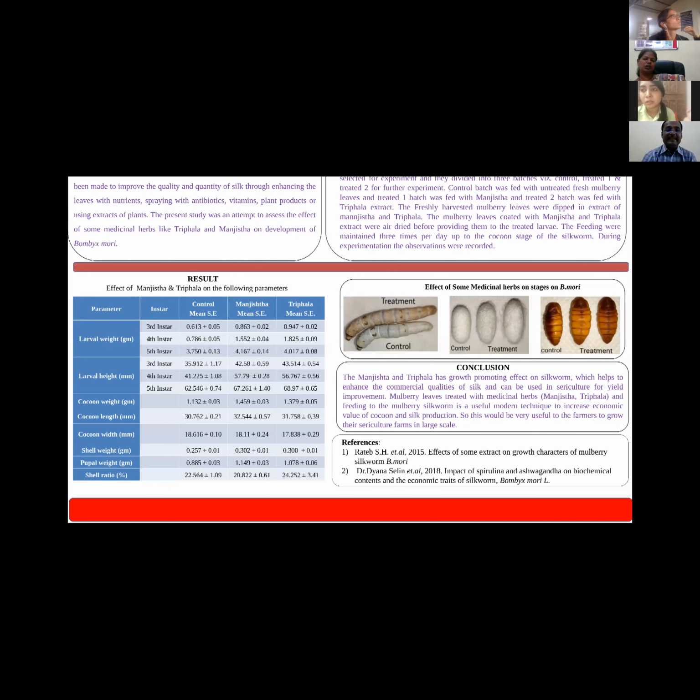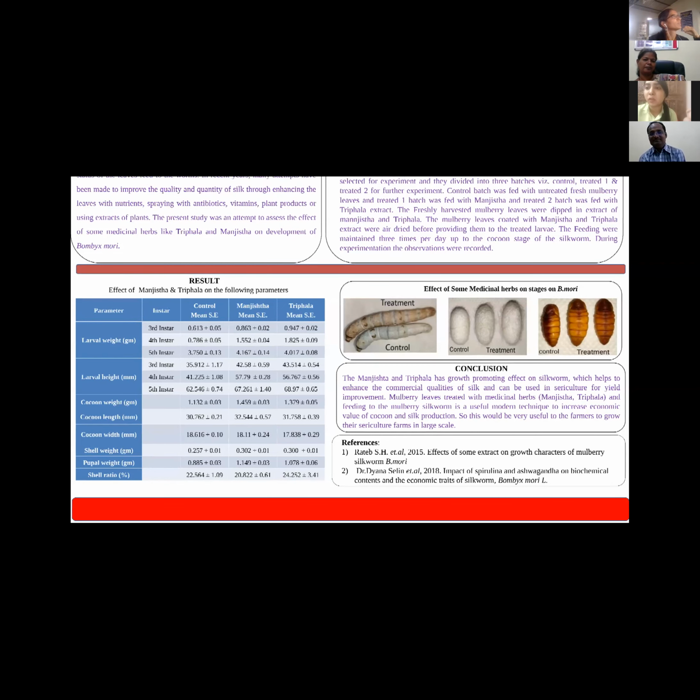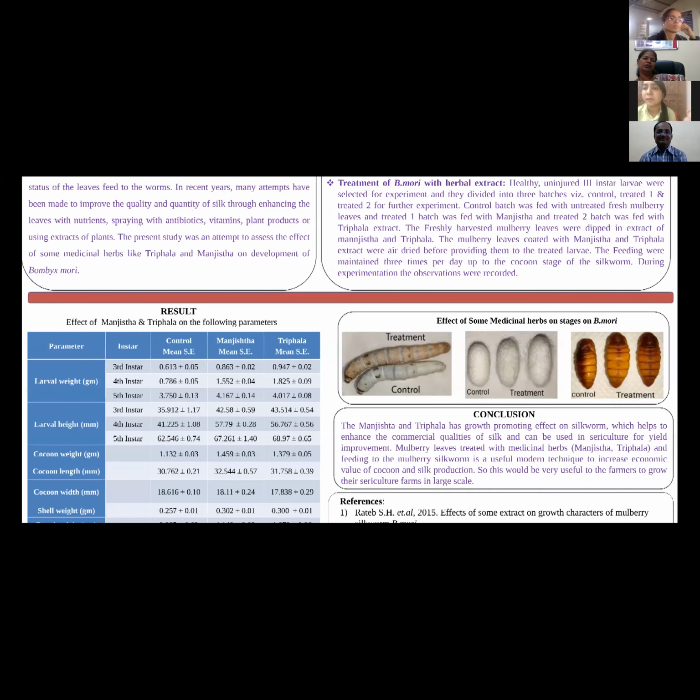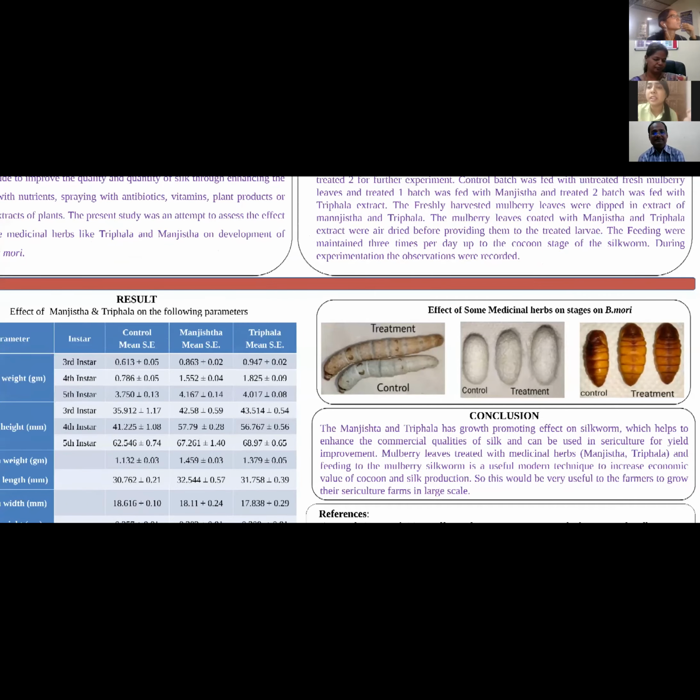Okay, and these photographs, did you take them yourself or from the internet? No, ma'am, they are my own photographs, taken from my camera. And it clearly shows that all morphological characters are greatly influenced by our herbs, ma'am. Okay.